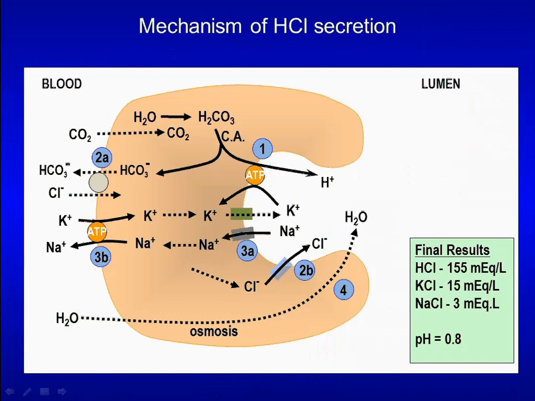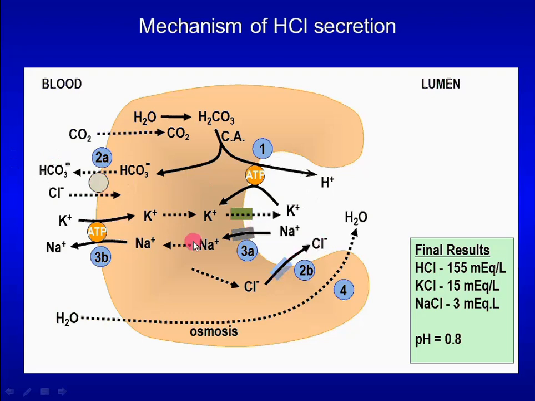The key player for hydrochloride secretion is the proton pump. It is a hydrogen-potassium ATPase. It secretes protons into the canaliculi in exchange for potassium. Potassium recycles back into the lumen through a potassium channel. Bicarbonate is transported across the basolateral membrane into the extracellular fluid in exchange for chloride. Chloride enters the lumen through an ion channel.